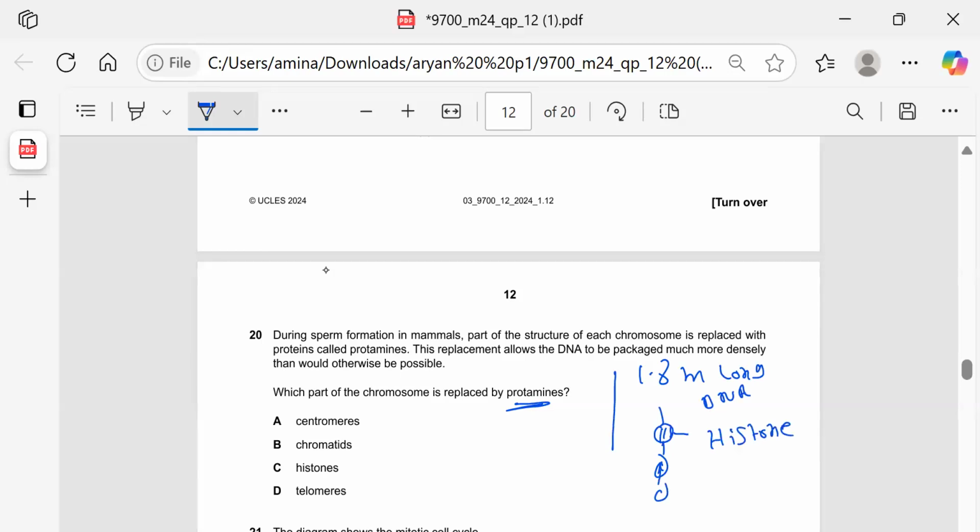Okay, so histone is used for packaging. As your question is already indicating, you are replacing something which is being used for packaging. So the only molecule which we use for packaging is going to be histone. So my answer is going to be C. Got it? So I'm going further ahead.